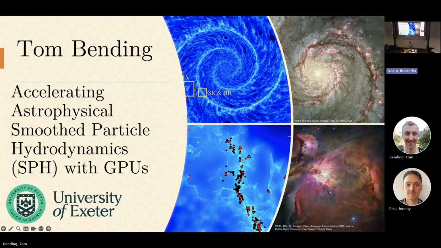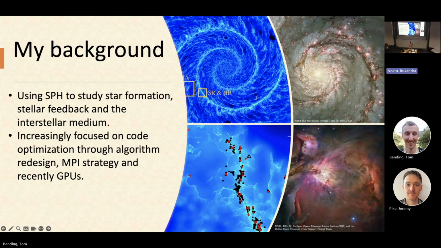Hi, I'm based with the Astrophysics group, and I'll move to GPUs in a hydrodynamics code. That's all I'm going to try and focus on, mostly our problems. But my background is using smooth particle hydrodynamics to study star formation.